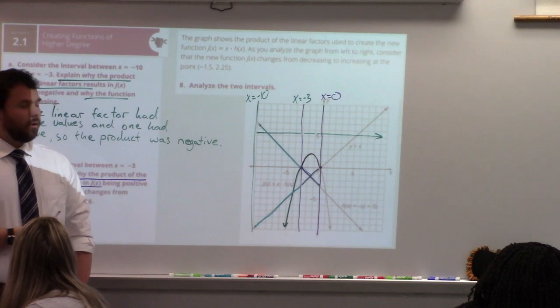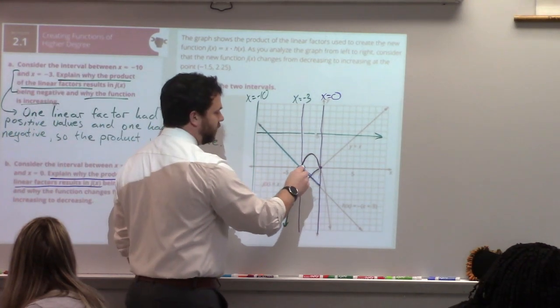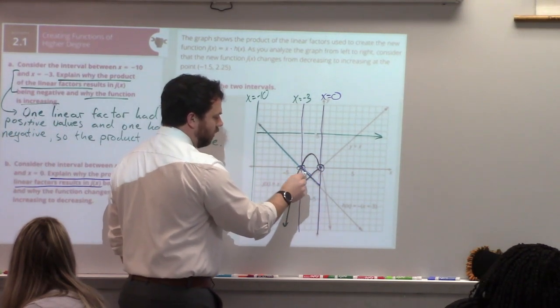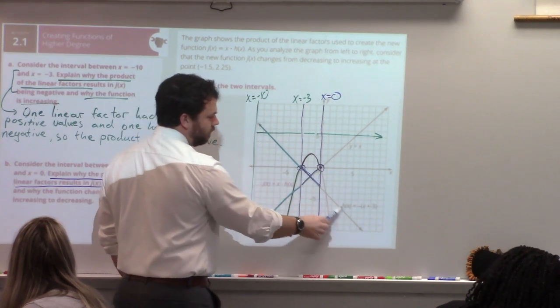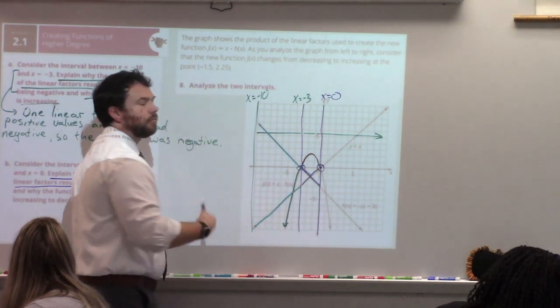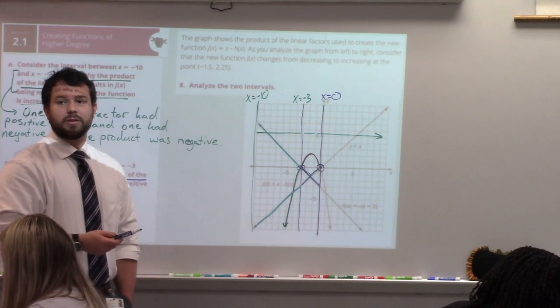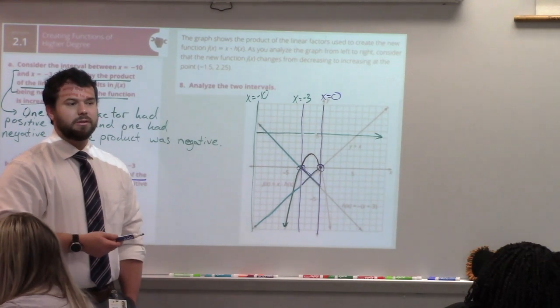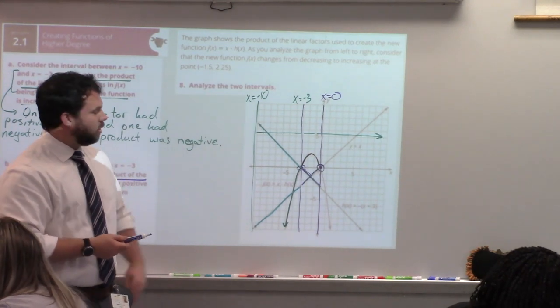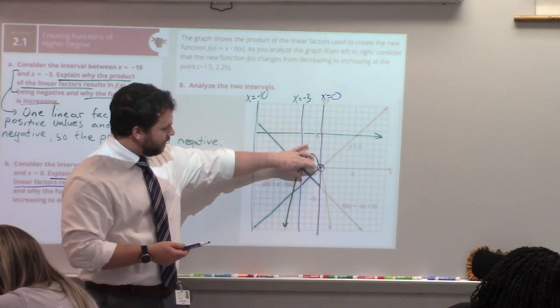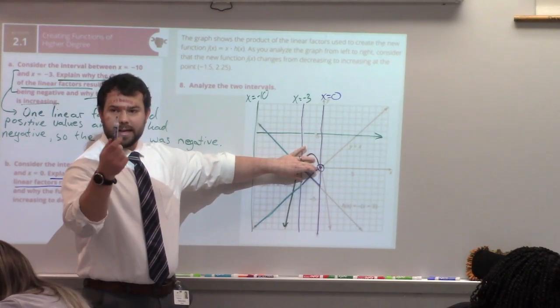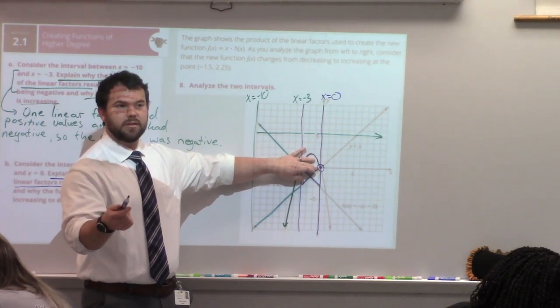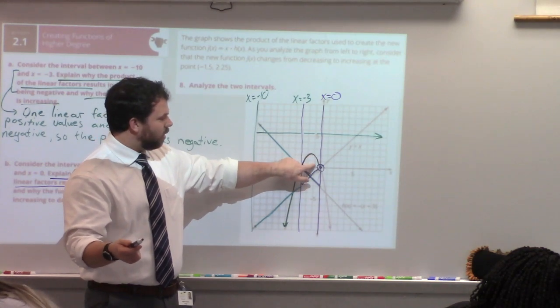Well, remember, here are the x-intercepts, right? Where are these lines coming from? From the linear factors. Remember, those are the linear factors, right? And what do we do with factors? We multiply. So if these linear factors have negative values, and a negative times a negative is a positive, all of these values are positive.